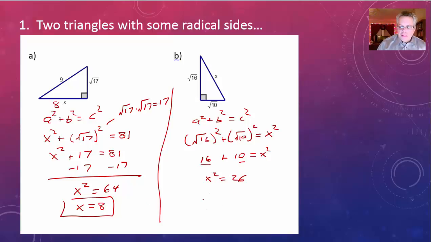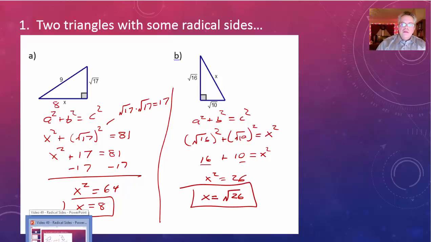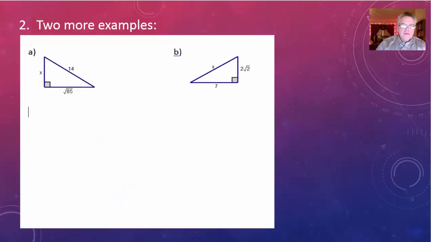This one doesn't work out as nice as the last one. We have to take the square root. So x is the square root of 26, and that doesn't simplify, so we're finished. Okay, so really this is not so hard. When we square a radical, we just get the number inside. All right, let's try these.